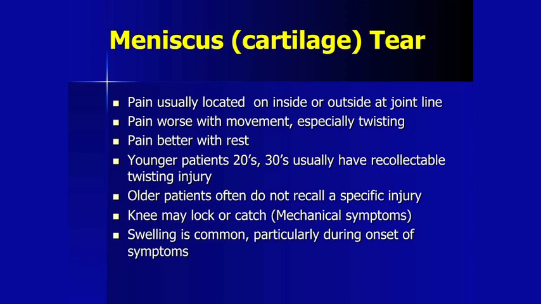The meniscus is the cartilage shock absorber. The pain is usually on the inner part of the knee if it's the medial meniscus, or the outer part of the knee if it's the lateral meniscus. It's worse with movement, particularly twisting or pivoting type of movements. It's better with rest. Younger patients in their 20s and 30s usually will have some injury that they recall. People who are older may have a more degenerative meniscus. They may just be gardening and twist and may not even know that it happened, and then wake up the next morning with their knee a little swollen from symptoms, because the meniscus tears more easily when it becomes more degenerated. The knee can lock or catch.